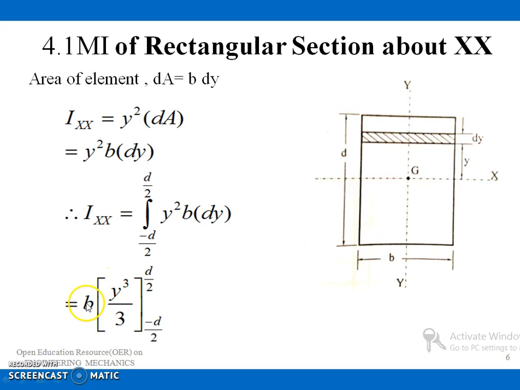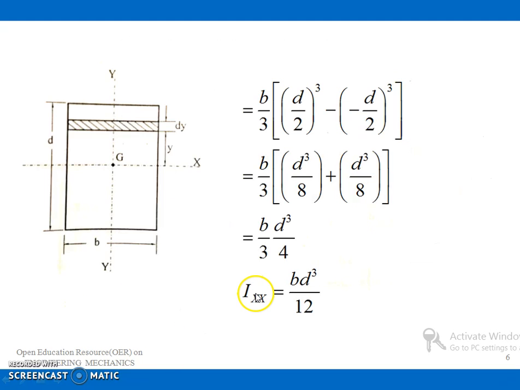So I can write it as b into y cube by 3, applying the limits d by 2 and minus d by 2, and expand the whole thing. I can write it as b d cube by 12. So the moment of inertia of a rectangular section about its centroidal axis passing through G is written as Ixx is equal to b d cube by 12.